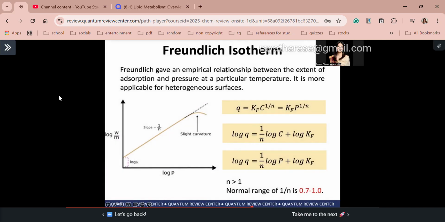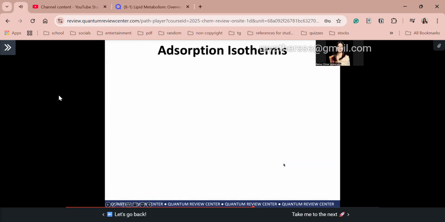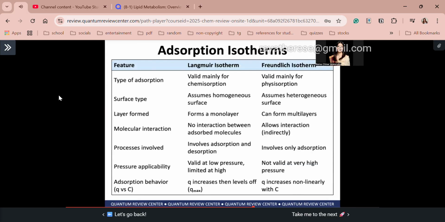So guys, going back to Freundlich isotherm, one thing to take note is that one of the major drawbacks ng ating Freundlich isotherm is that hindi niya kayang explain yung extent of adsorption at high pressure of the gas. Okay? Ayun. Now let's summarize the types of adsorption isotherms that we have discussed. Again, the Langmuir isotherm, it is valid mainly for chemisorption, because here you have strong chemical bonds. For Freundlich naman, it is valid mainly for physisorption. So here you have weak physical forces such as van der Waals.